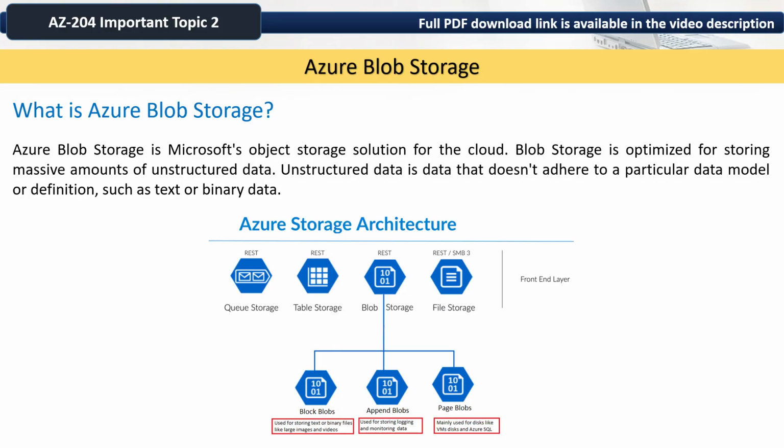In this diagram, you can see Azure storage architecture. For now, we will focus on blob storage. Blob storage is further divided into three different parts. We have block blobs that are used for storing text or binary files like large images and videos. Then we have append blobs that are used for storing logging and monitoring data. And then we have page blobs. These are mainly used for disks like virtual machine disks and Azure SQL.